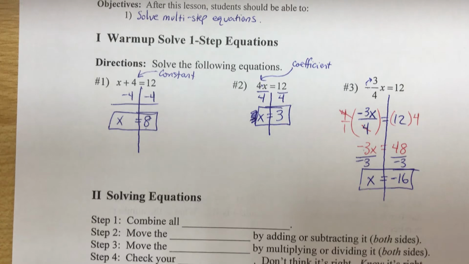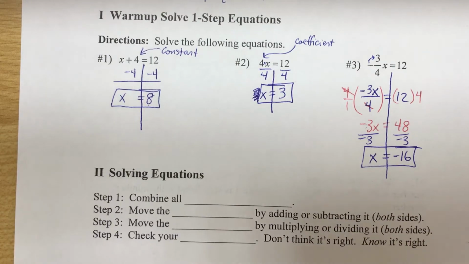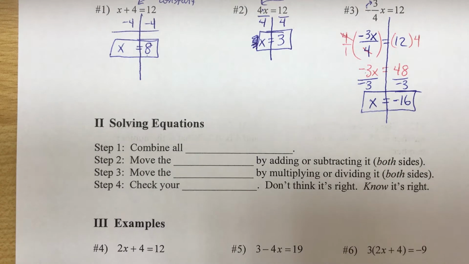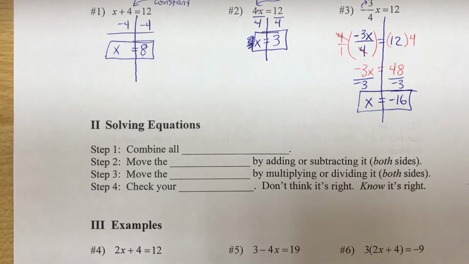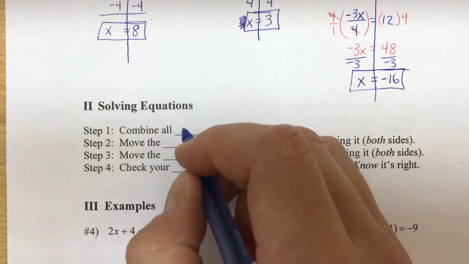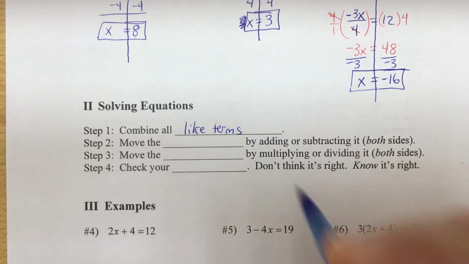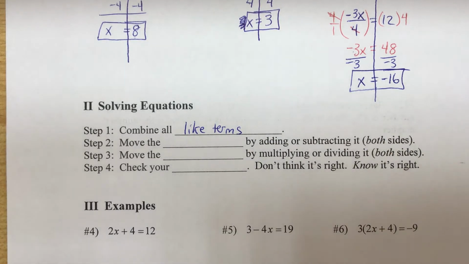Okay, so that's a quick review on one-step equations. Now what you're going to find is multi-step equations are the same rules, it's just we have to do more than one thing. The first thing we always look for is to combine like terms. If we have like terms on one of the sides, we want to combine those first before we move anything.